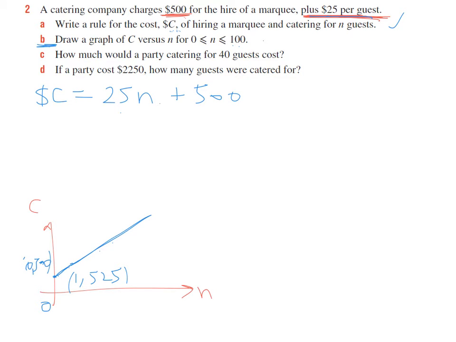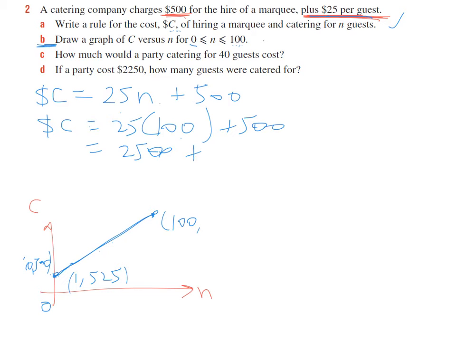Now for part B, we've got it starting at 0 and we want to go out to 100. So for 0 guests, we've got 0 and 500. For 100 guests, we say N is equal to 100, and then we put a comma and work out what that is. So $C equals 25 times 100 plus 500. 25 times 100 is 2,500, plus 500, so we end up with $3,000. So we're at 100 and 3,000.